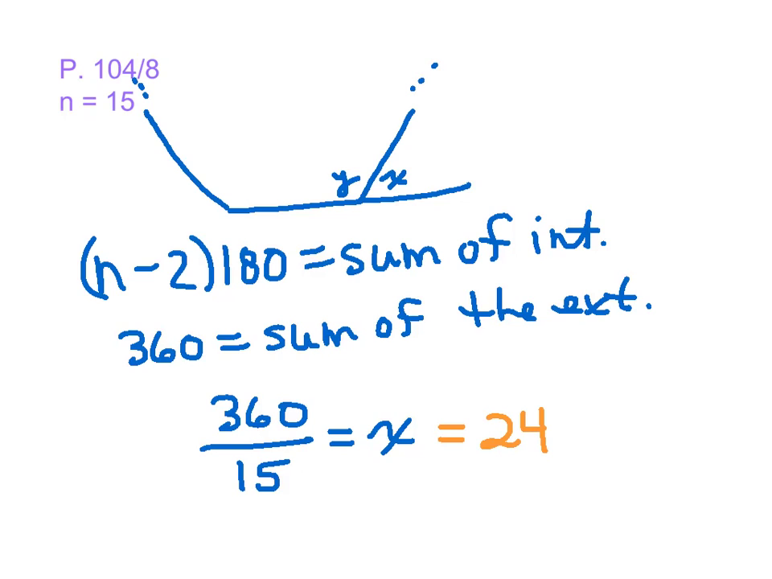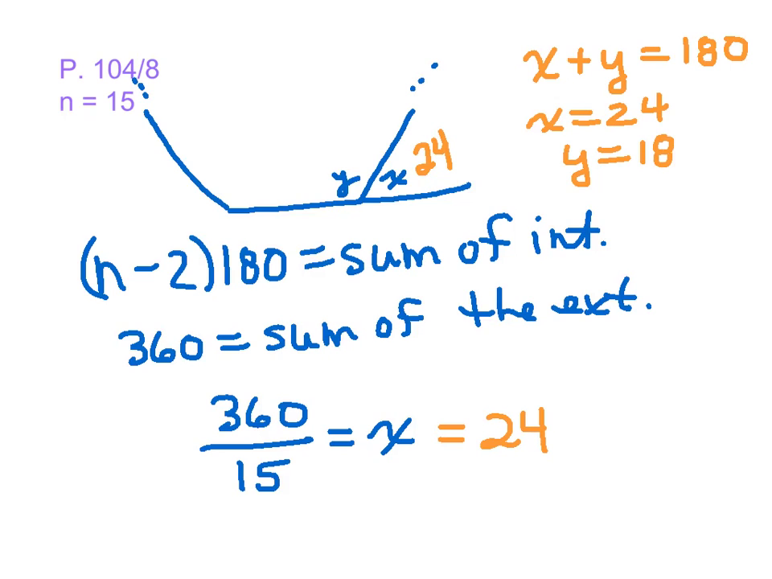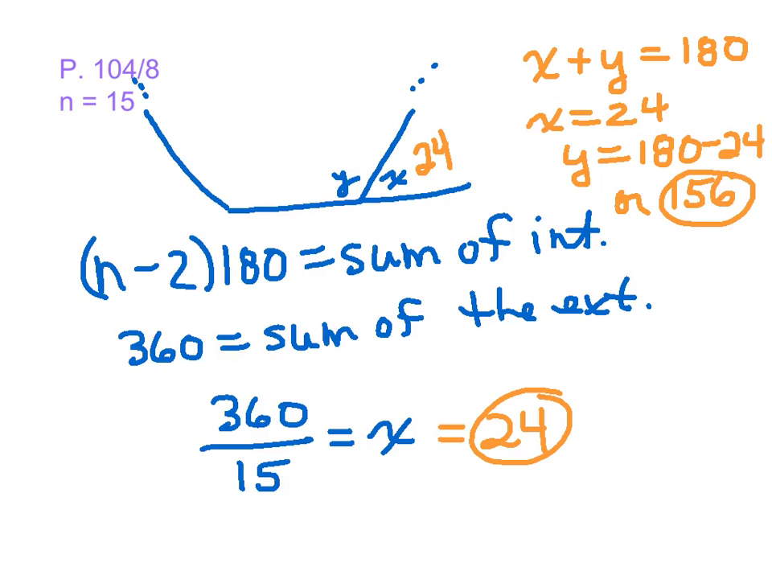Now how is that helpful? Well, if we know x is 24, then it's really easy to figure out y, because we know x plus y has to equal 180, because they're a linear pair. So with x being 24, y equals 180 minus 24, or 156, right? So each interior angle is 156, each exterior angle is 24. Done. So let's look at another one in that section.